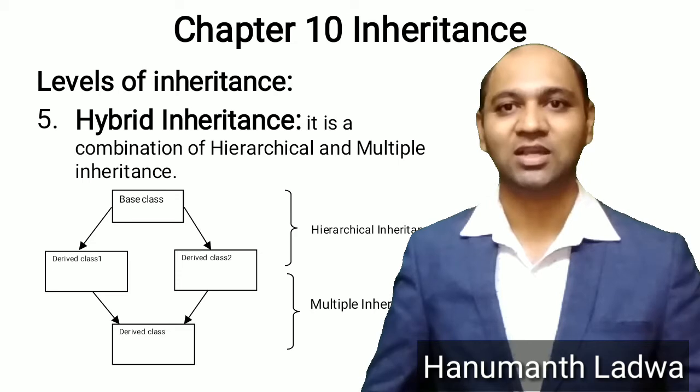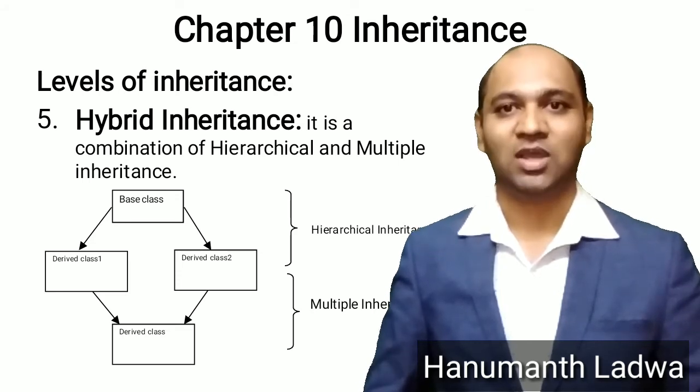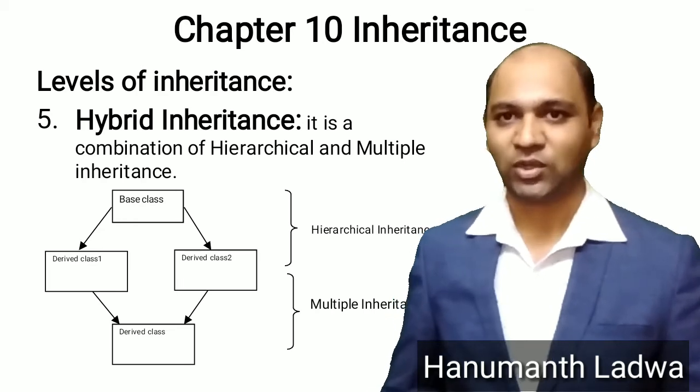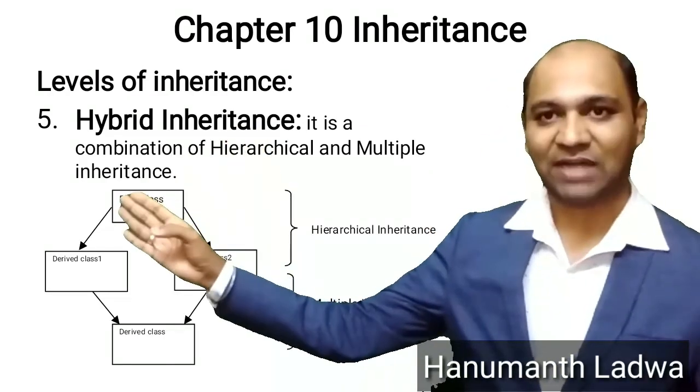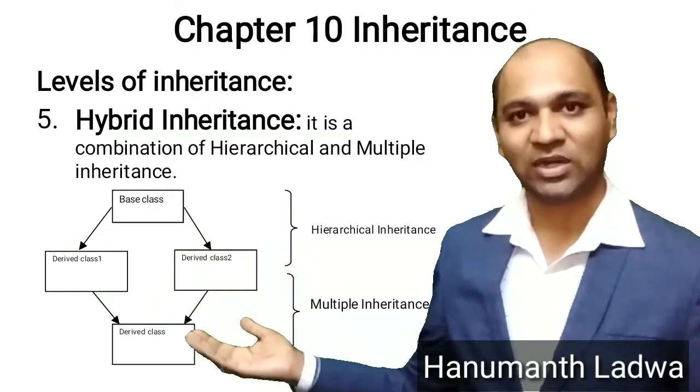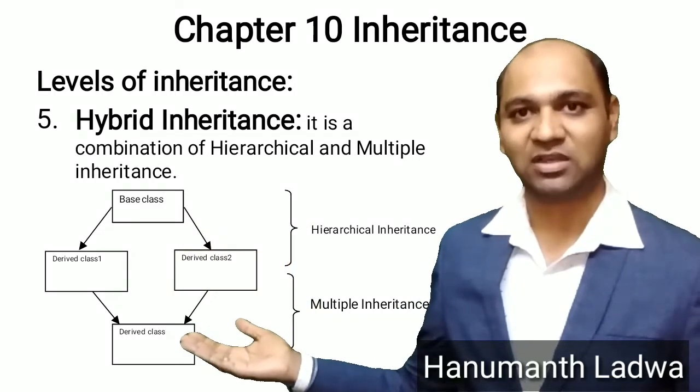Now we will study hybrid inheritance. Hybrid inheritance is a combination of both hierarchical and multiple inheritance. Here you can see base class, derived class 1 and derived class 2, which in turn are inherited to one more derived class.